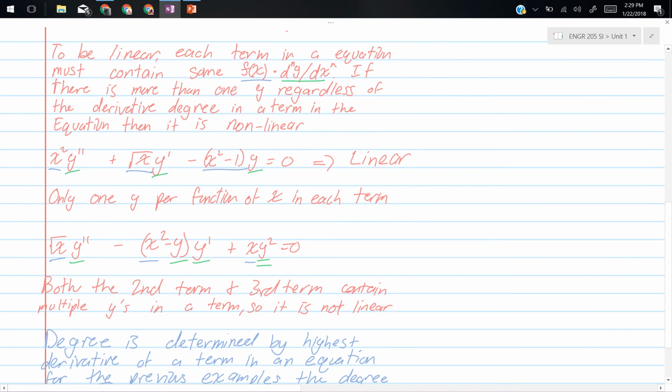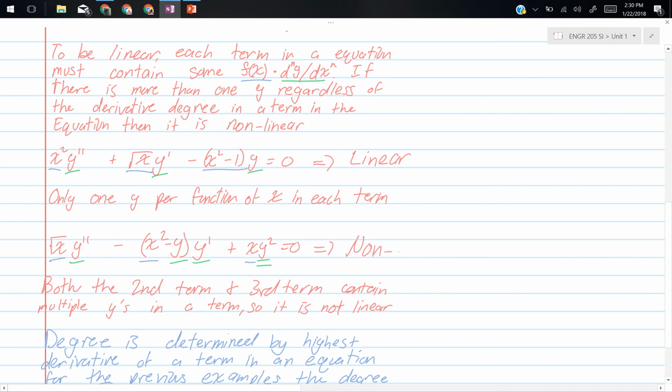All right, this next one's going to be a little different. If you look at our second term and our third term, we have a y and a y prime, and the second one has a y squared. These terms denote that it is nonlinear because you have a regular y times a y prime. Just because they're different derivatives doesn't mean it will be linear. It will still be nonlinear regardless of what derivative it is, because you still have multiple y's within a term. And for the second one, you have y squared, which still means more than one y. So this one will be nonlinear.